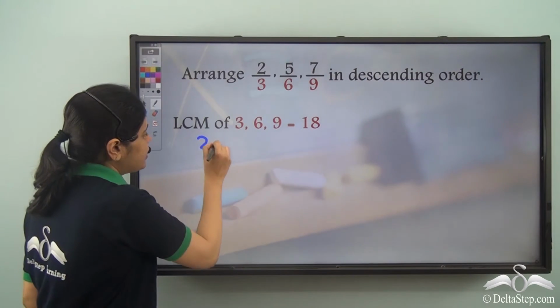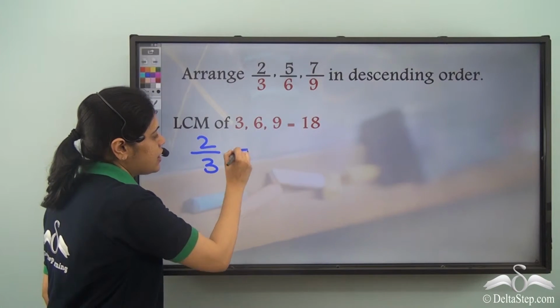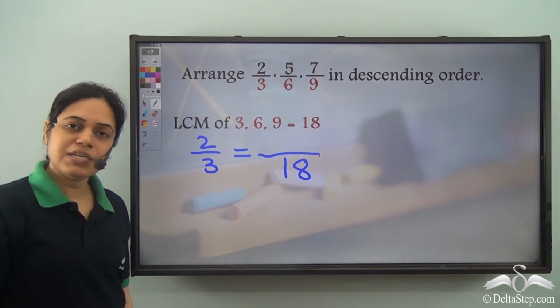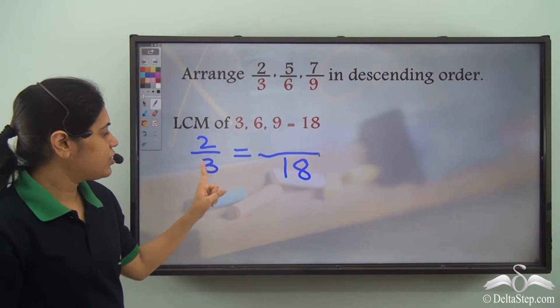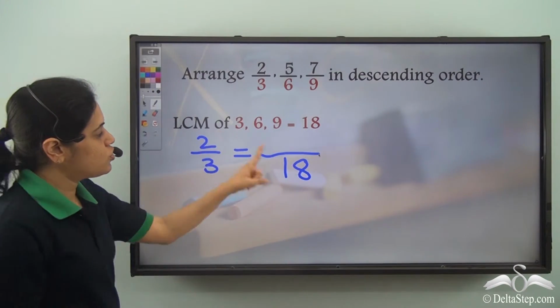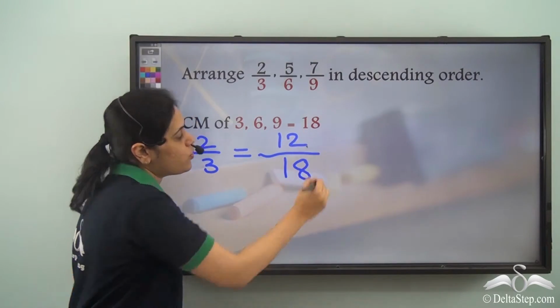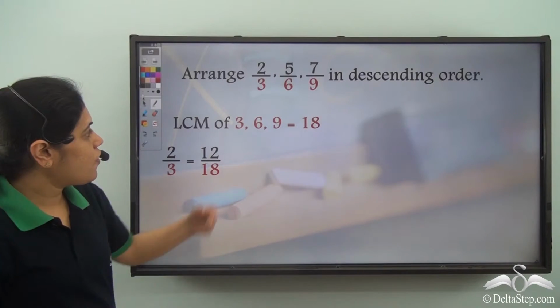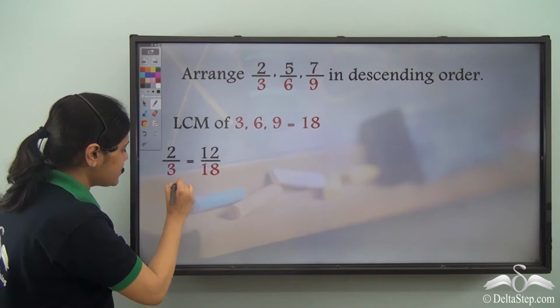Now 2 by 3 is equal to something by 18. What is that? 3 into 6 is 18. So 2 into 6 is 12. 2 by 3 is 12 by 18. Now I have 5 by 6.